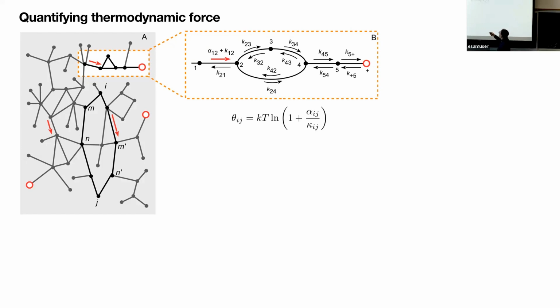If you zoom in on what that looks like locally, there are all these forward and backward rate constants. What I'm adding here is an additional rate constant of binding to ATP, which I call alpha. The applied thermodynamic force of this forward reaction is kT times log of 1 plus the additional non-equilibrium rate constant divided by its original equilibrium reference rate constant. Notice that this theta ij, the applied thermodynamic force, is only non-zero wherever the red arrows are. Everywhere else, alpha ij is zero, and there's no applied thermodynamic force.